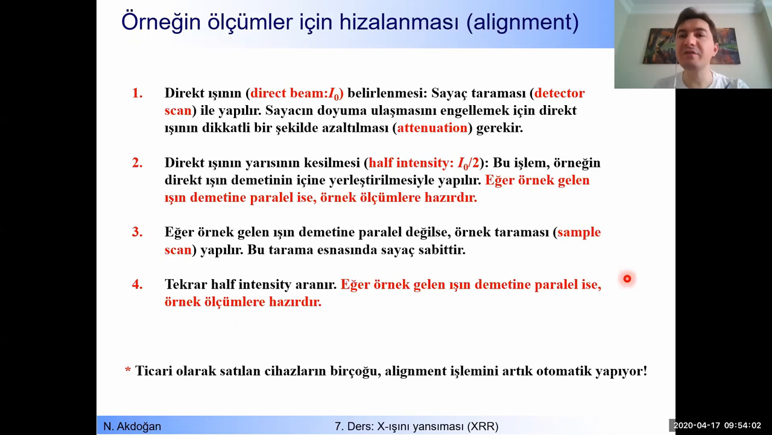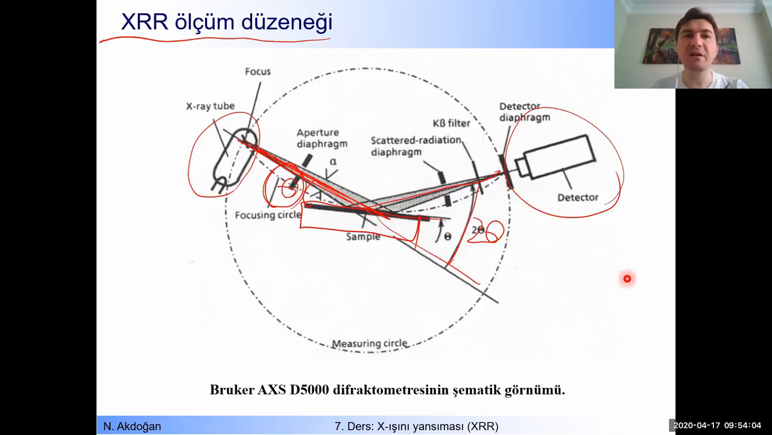Okay, so how to carry out that experiment? In case of X-ray reflectivity experiments, the position of the sample must be aligned before the experiment. This is very important. Alignment, in Turkish hizalama, is very important, not only for X-ray reflectivity experiments, but it is also valid for X-ray diffraction, X-ray resonant magnetic scattering. So for many X-ray based systems, alignment is very important.